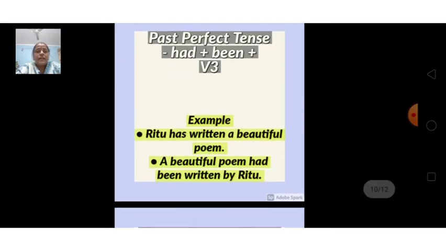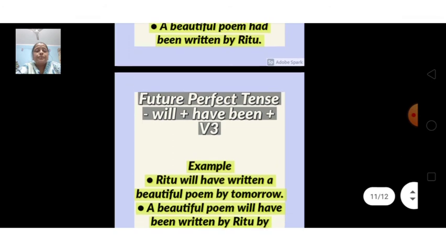Past perfect tense. As we all know, in perfect tenses we use had, alright, with singular and plural both. So the structure of the sentence in passive voice past perfect tense will be had plus been plus third form of the verb. For example, Ritu had written a beautiful poem. A beautiful poem had been written by Ritu.